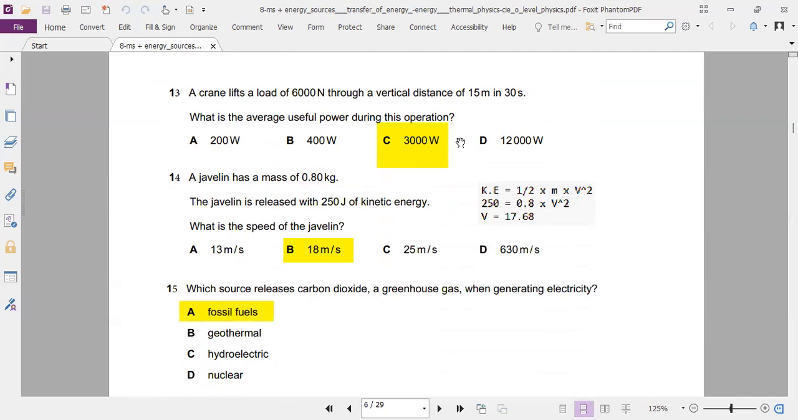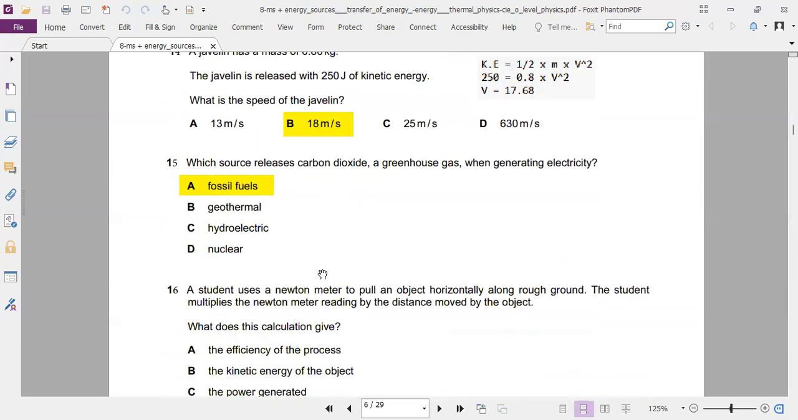A javelin has a mass of 0.8 kg and is released with this much energy. Find the speed of the javelin. Putting in the formula and substituting values, it comes out to be 17.68. The nearest answer will be 18.